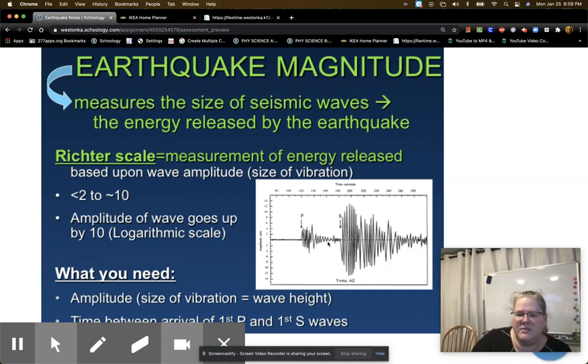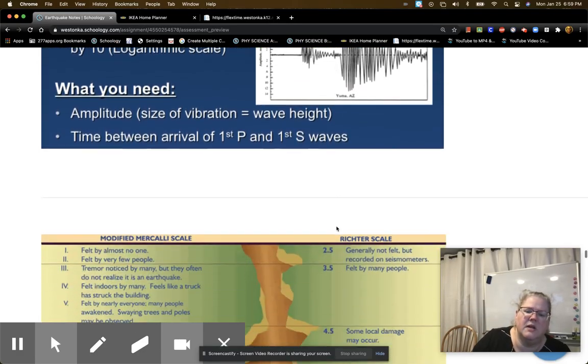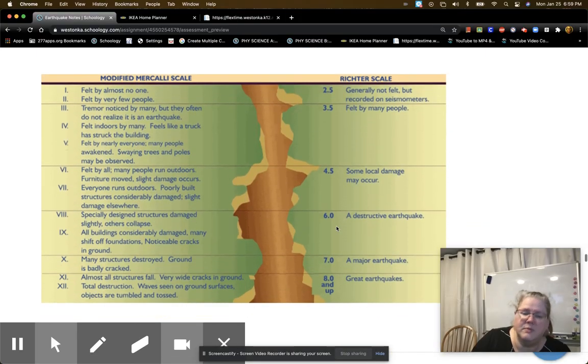But here is a copy of a seismograph. P waves arrive first, S waves arrive second, and we can actually use the distance between those 2 things to figure out scale and how far away it is. And then we use that and compare with others. Normally we would do a lab. We're not going to be doing that today.